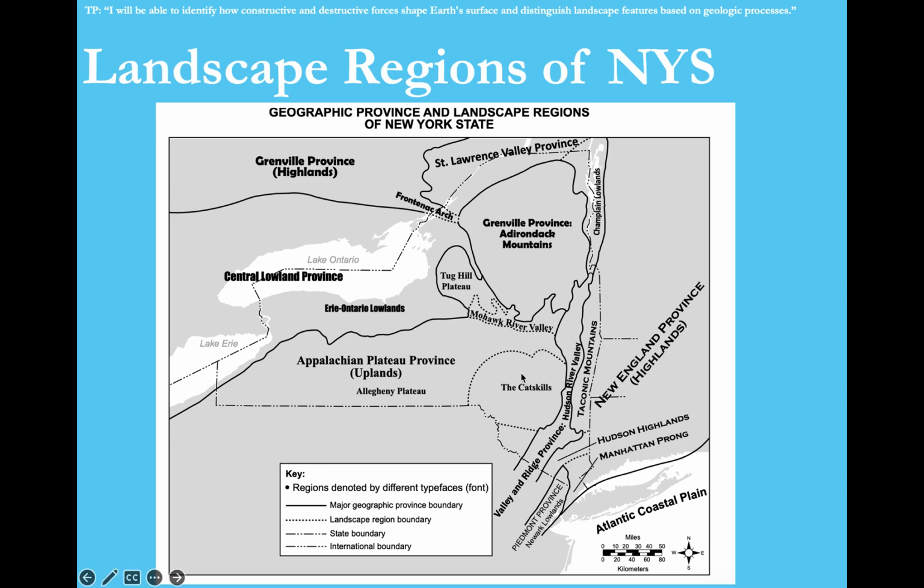All right, last ones are going to be your low areas, right? We have the Erie-Ontario lowlands. We have the St. Lawrence Valley province. Right, now valleys are areas of low areas between two peaks, right? So we have the St. Lawrence Valley province. And if you take a look here, it's between the Adirondack and the Grenville province highlands. We have the Champlain lowlands shared between New York State and Vermont.